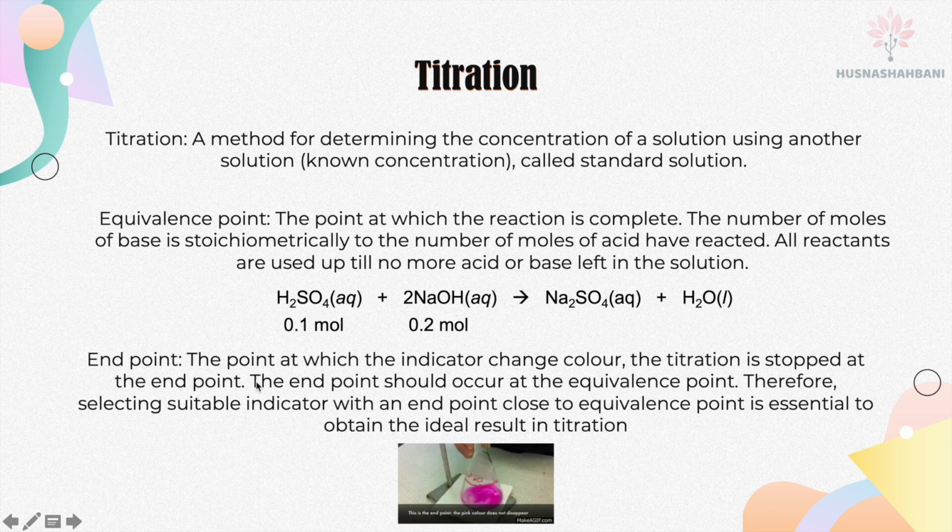Endpoint is the point at which the indicator changes color. The titration is stopped at the endpoint. The endpoint should occur at the equivalence point. Therefore, selecting a suitable indicator with an endpoint close to the equivalence point is essential to obtain the ideal result in titration.